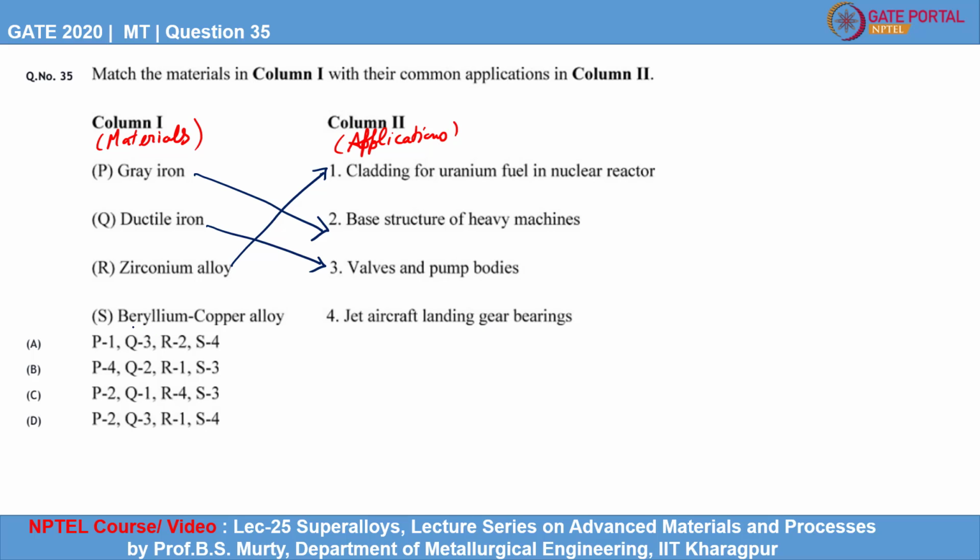So beryllium copper alloy is a suitable candidate for gear bearings. Also, beryllium copper alloys have higher strength as compared to other copper alloys. So these bearings can be made smaller and lighter, and it will make the plane more fuel efficient as well. Okay, so the correct option out of the 4 shall be your option D.